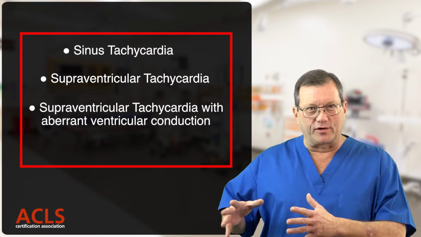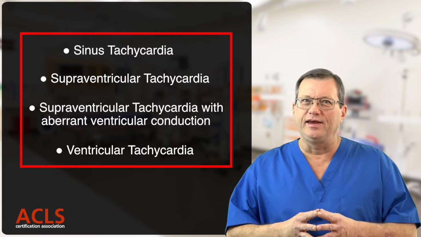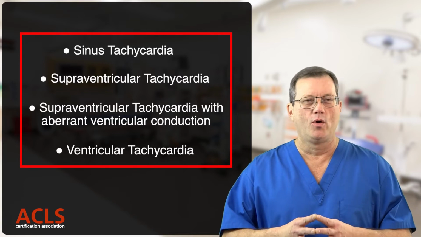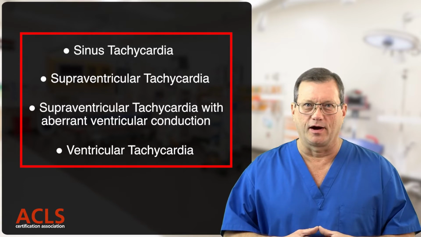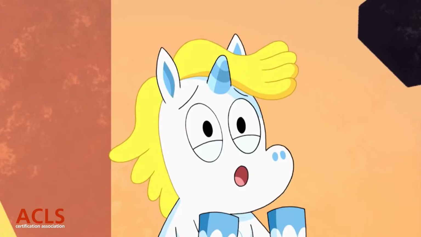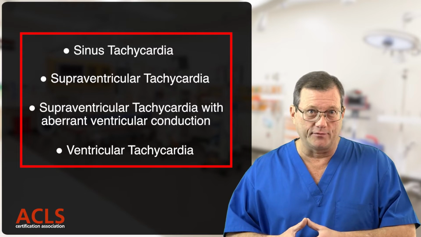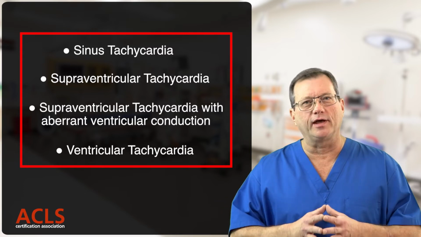The last category is ventricular tachycardia, and this I would call evil unicorn land. Nobody wants to be in ventricular tachycardia with a kid. Nobody wants to be in evil unicorn land. Oh no, this is it! But thankfully they're very rare. They don't happen very often, but we'll talk about what to do when it does happen.